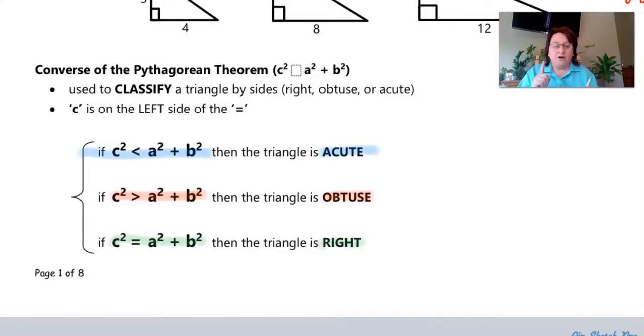Okay, now again, notice, guys, where your c squared is. Your c squared is on the left-hand side. And I'm going to show you guys how we're going to set this up and how we're going to classify these triangles just by using a squared plus b squared being either less than, greater than, or equal to c squared. So let's go take a look.